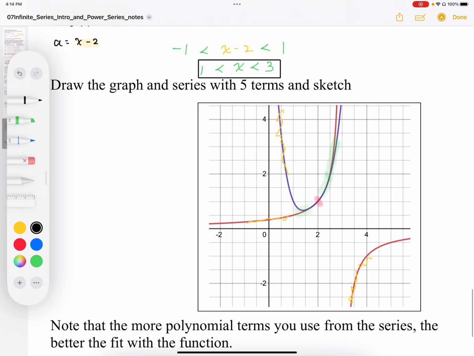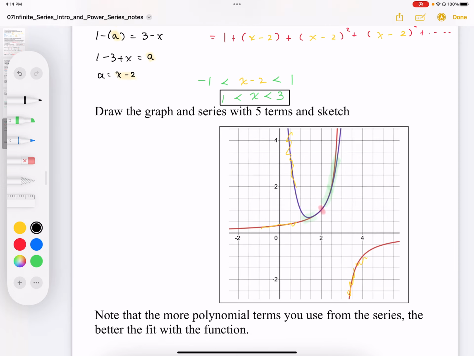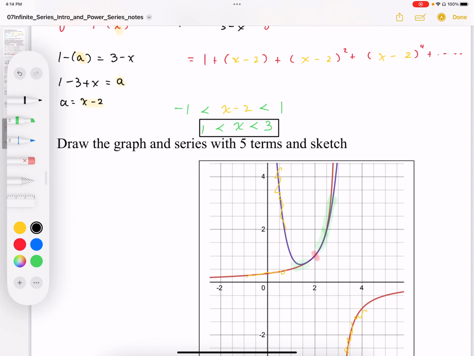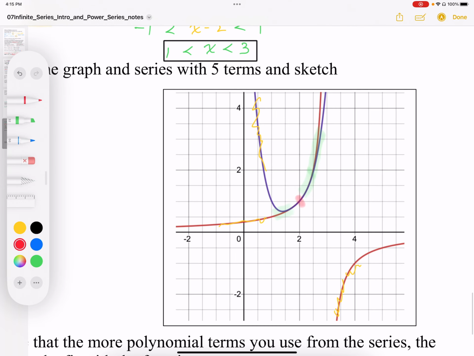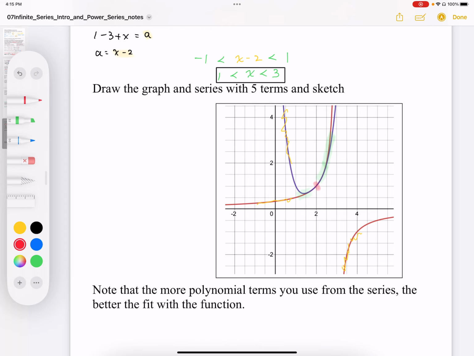And again, I want you to notice that the more terms we use, in this case, I use the first 5 terms. Well, in this case, the first 5 terms goes up to power 4. I just need to fix my notes here because that should have been power 4. And again, use one more term. And when I graph that, I get this purple graph in here, which converges between 1 and 3, but it diverges outside of that because that series will no longer converge.